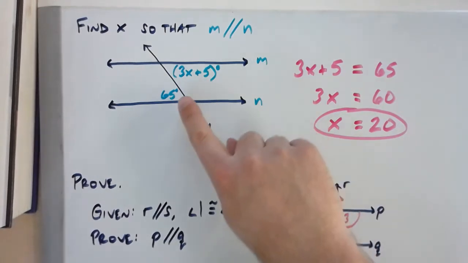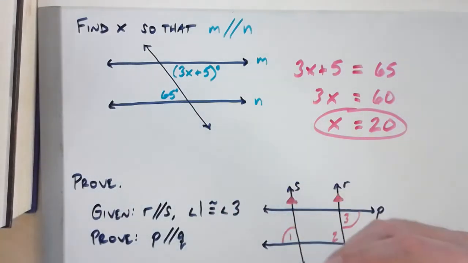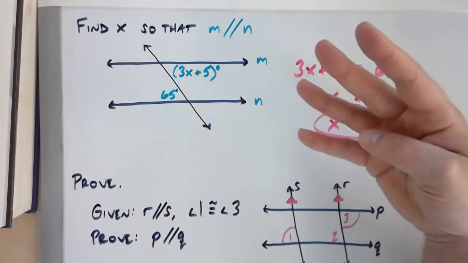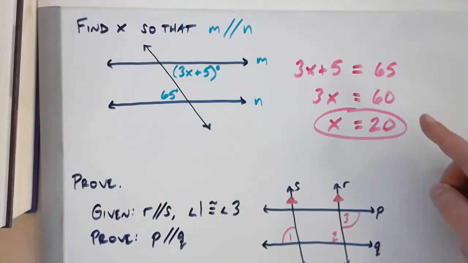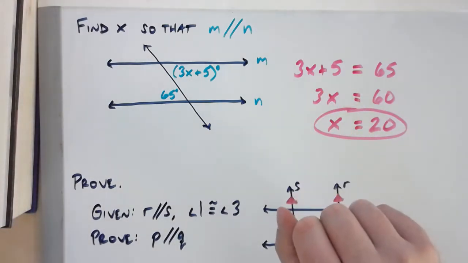Okay, and so you're going to see different variations throughout your section assignment. It may give you alternate interior, it may give you corresponding, it may give you consecutive interior, it may give you alternate exterior. It doesn't matter, just make sure you follow those same 4 rules. This one happened to be congruent, so I have the equal sign. Be careful. If I come across one that's consecutive interior, then I would add my 2 angles together, whatever that might be.